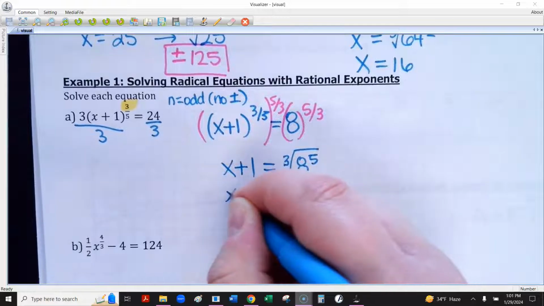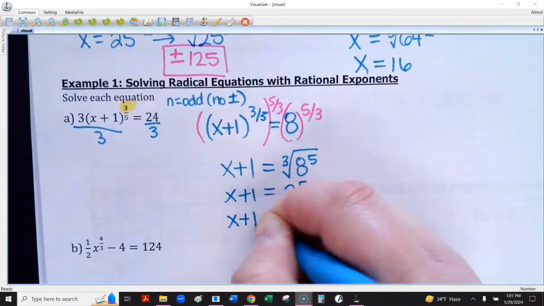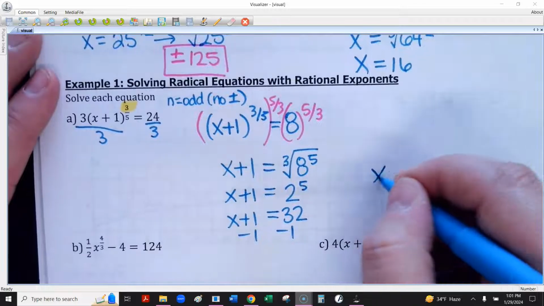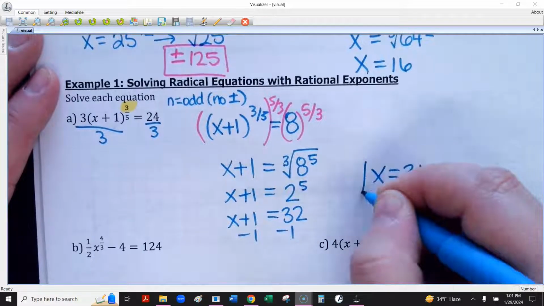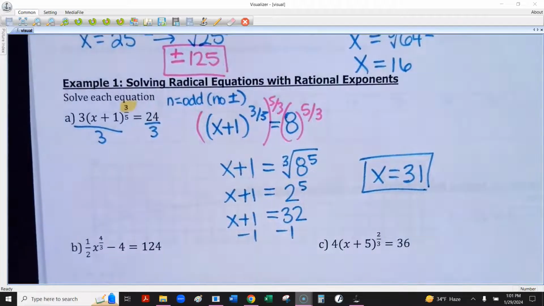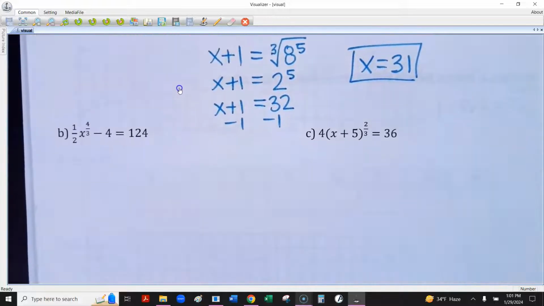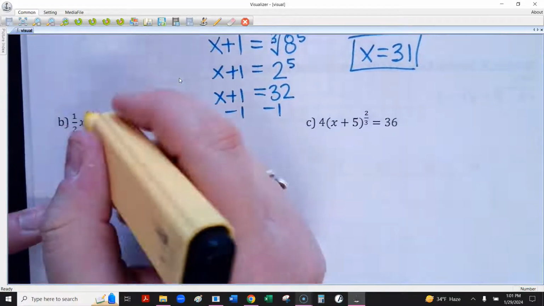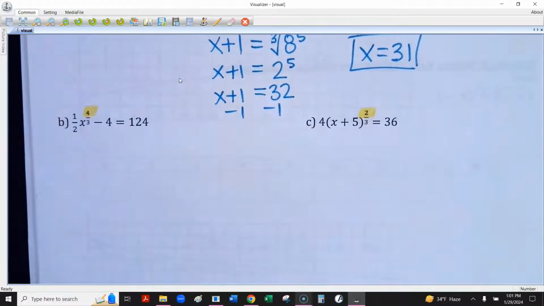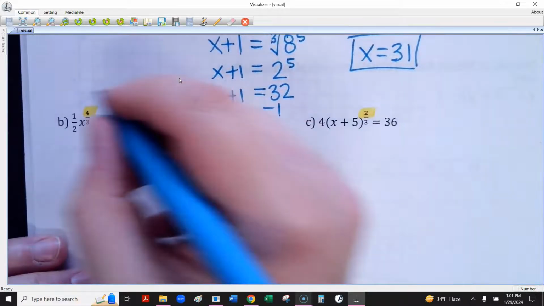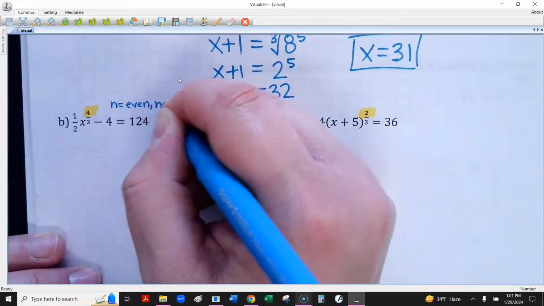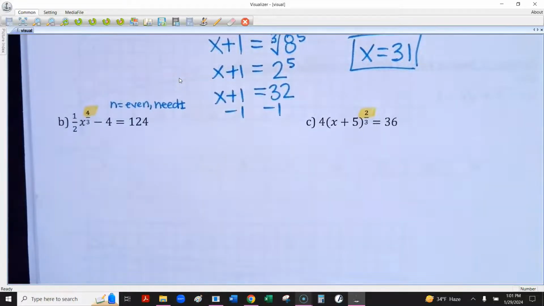Just bringing down my x plus 1. And then just one more step here, you just got to move the 1. So subtract 1, my answer to this question would be 31. No plus minus to worry about. Now, these guys at the bottom, both B and C here, have a numerator that's even. So here my numerator is even. So I need to put a plus and minus when I introduce that reciprocal exponent.